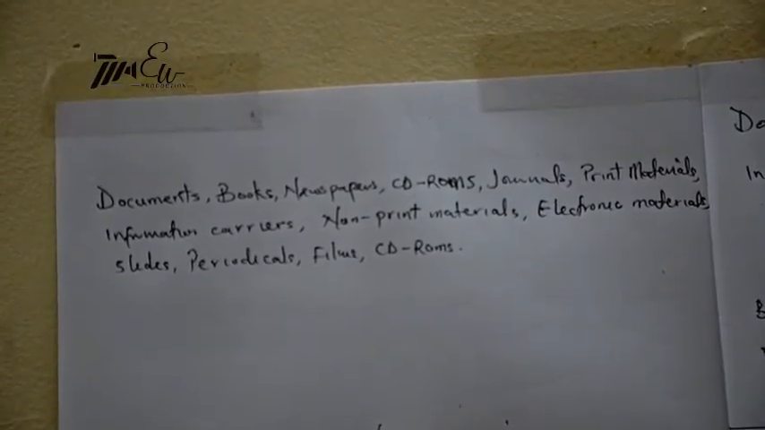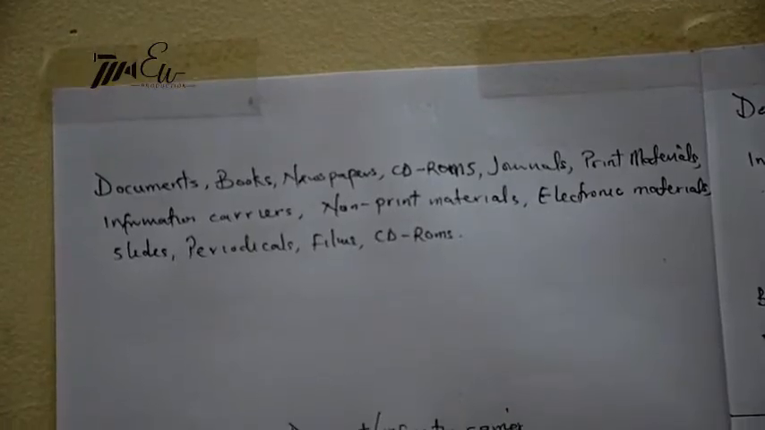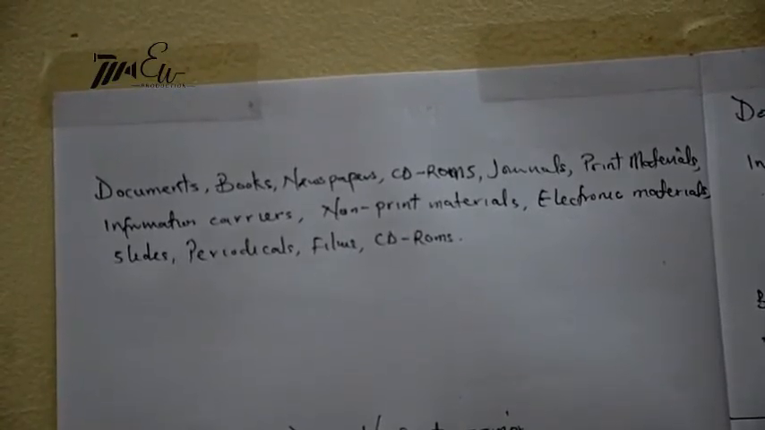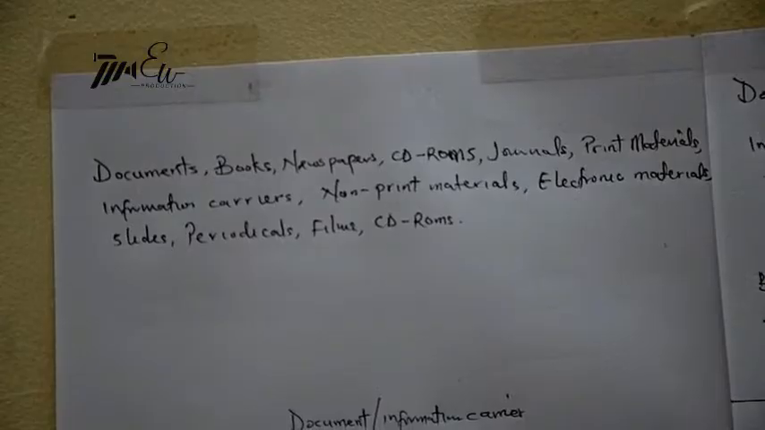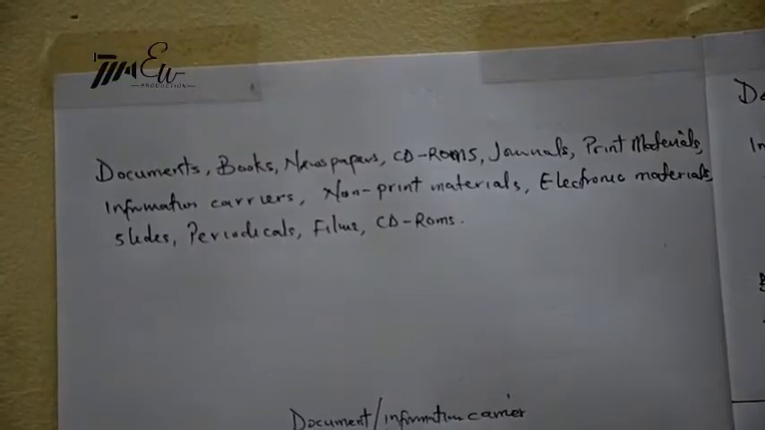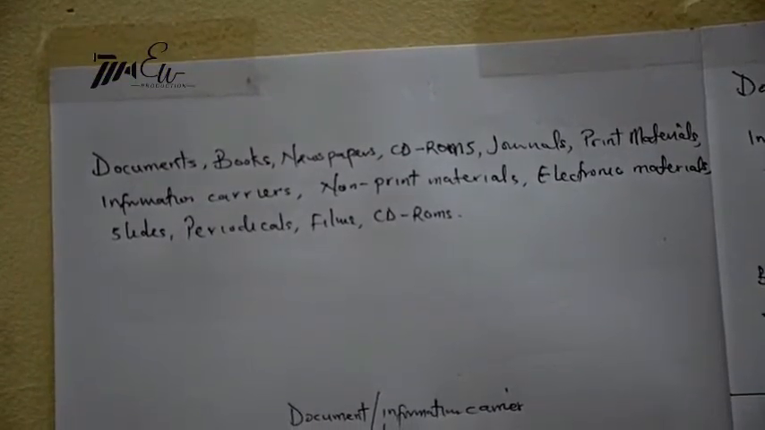Then you go to journals. What are the types of journals? We don't have any types of journals. You go to newspapers. What are the types of newspapers? We don't have any type of newspaper. So we are done with print materials.